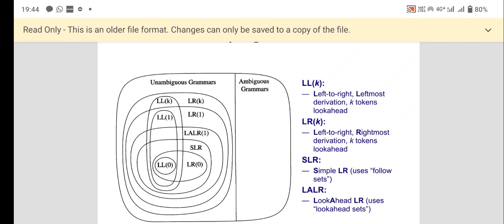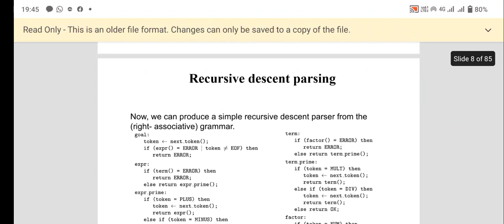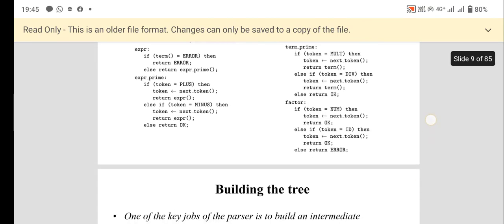Then we have simple LR, SLR, right? Then we have look ahead LR. Now under our grouping of these hierarchy of grammar classes, you can find that LL(0), LR(0), SLR, LALR, then LR(1) and LR(k). Now next is a recursive descent parser. Right, we can produce a simple recursive descent parser from a right associative grammar using this given algorithm.